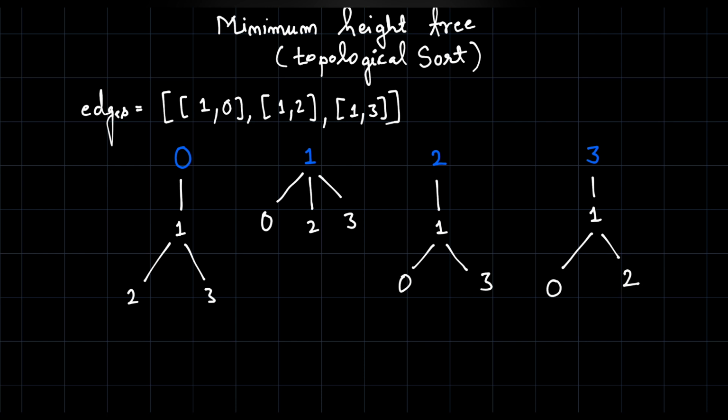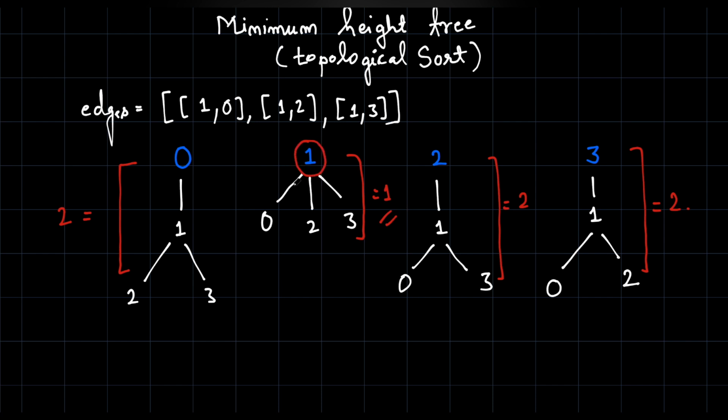So here the height is 2. Here the height is 1. Here the height is 2. And here the height is 2. So our answer is this: if we take 1 as a root, it will give us the minimum height tree. So our answer is 1.